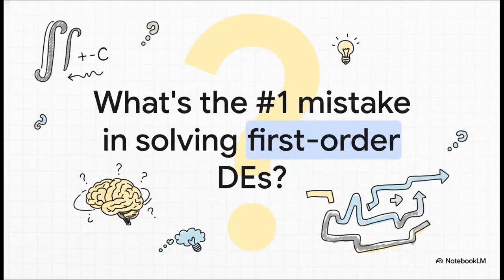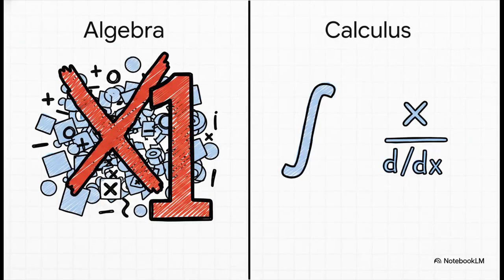But hang on. Before we lay down the first piece of our blueprint, let me ask you something. What do you think is the number one mistake that trips everybody up? I mean, even the sharpest students. Is it some crazy complicated integral? Forgetting the plus C? Well, the answer is actually a lot simpler, and it happens way earlier than you think.